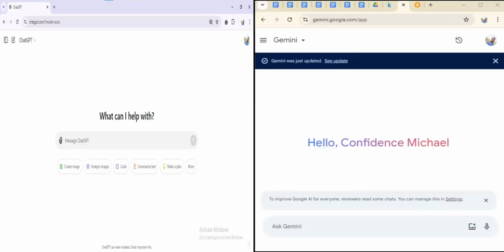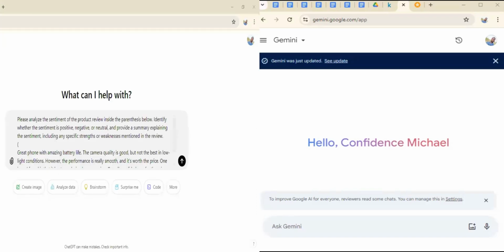Okay, so here you can see by my left, I'm on the ChatGPT interface, and by my right, I am on the Gemini interface. Right now, what I'm going to do is give them a prompt, and with the prompt I'm going to give them, I'm going to analyze the fluency, relevance, and so on, based on the analysis. I've already had one, so let me just copy and paste it here.